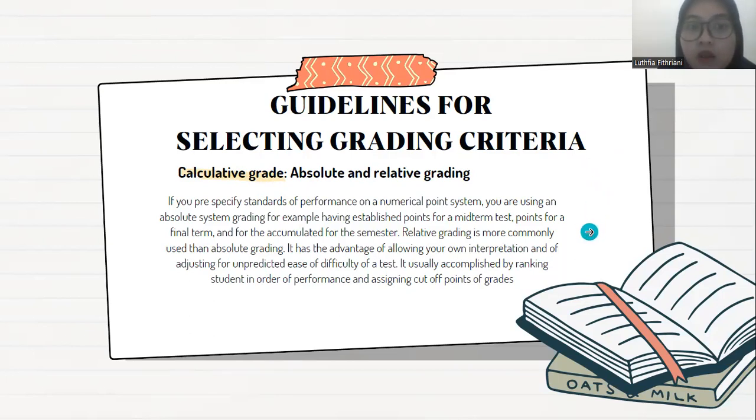Relative grading is more commonly used than absolute grading. It has the advantages of allowing your own interpretation and of adjusting for unpredicted ease or difficulty of a task. It is usually accomplished by ranking the students in order of performance and assigning cutoff points for grades.